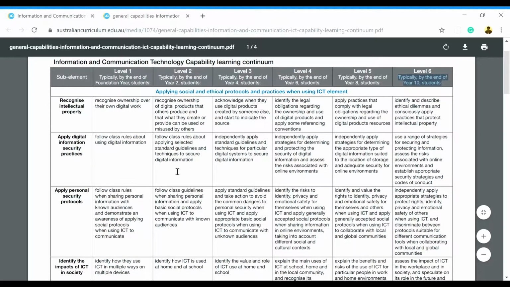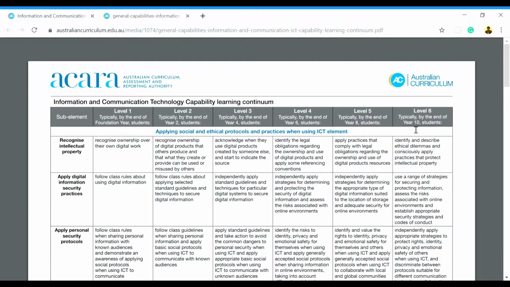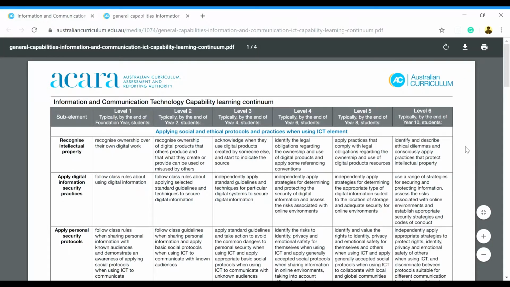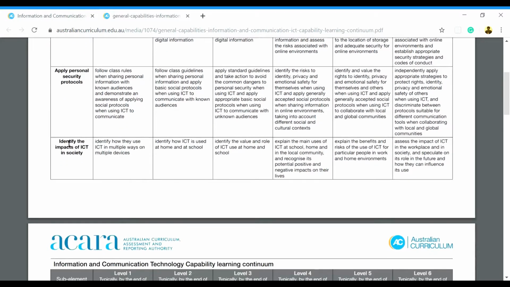Now, over the course of this whole unit, students have been demonstrating their ability to meet level 6 of the learning continuum. This is because typically by the end of year 10, students should be able to do these things. Now within this task specifically, students will be looking at the ASEPP's sub-element of recognizing intellectual property and identifying the impacts of ICT in society.